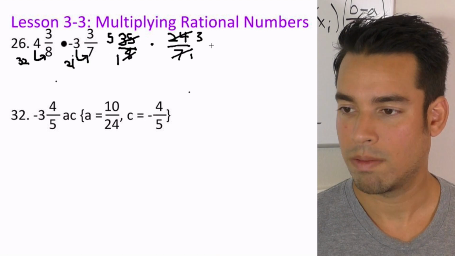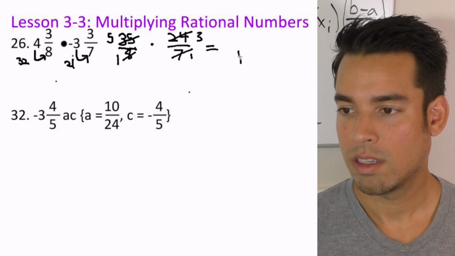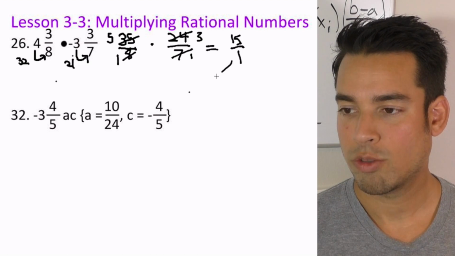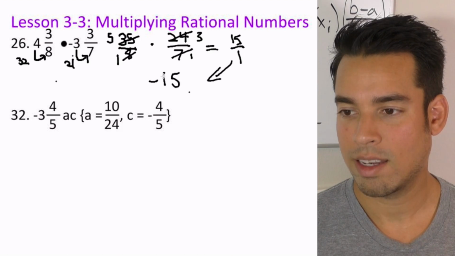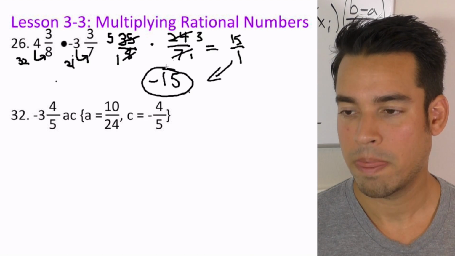We've got 1 on the bottom. That's easy. And then we've got 5 times 3 on the top. That is 15. Which means our final answer, anything divided by 1, is just 15. Don't forget that negative, and there you go.